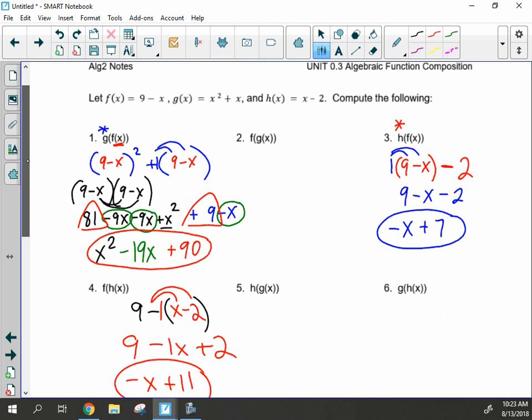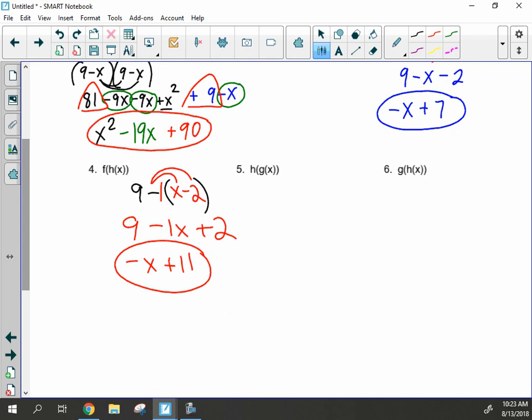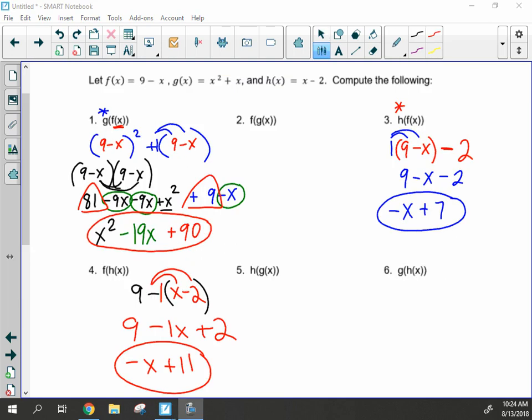But let me start with the setup first. Let's all make sure we got it set up right. According to what I told you, when you see a problem that has these 3 letters in a row, you're going to start with this one first. Write down that problem first, take out all the x's, put parentheses instead. So I'm going to start with H. The H problem says parentheses minus 2. Then we look at the problem on the inside, g of x. We see what that's equal to, and that's what we fill into our parentheses. So this is x squared plus x.